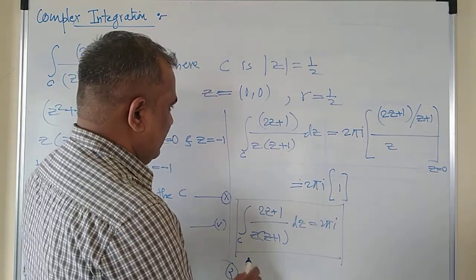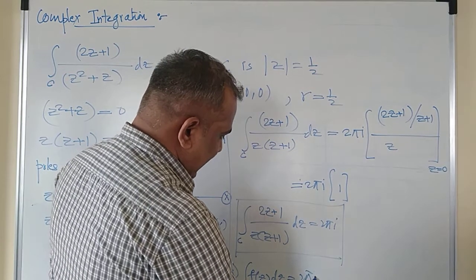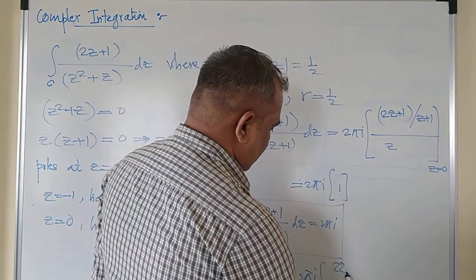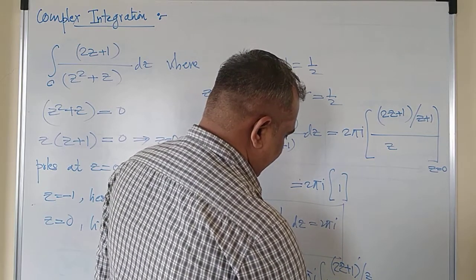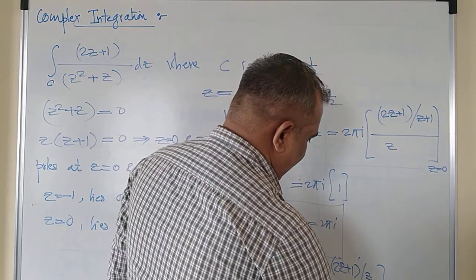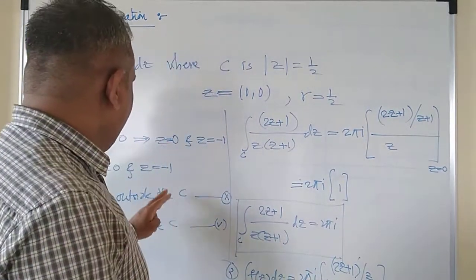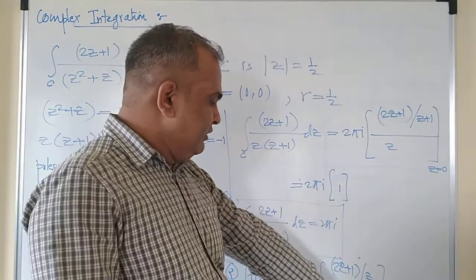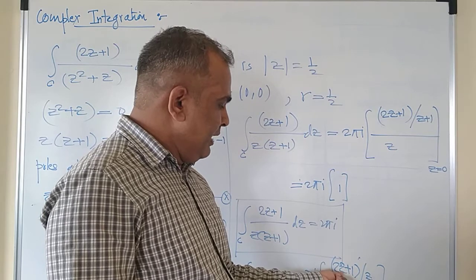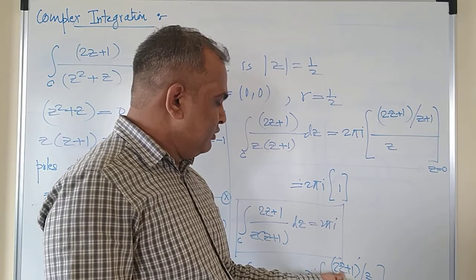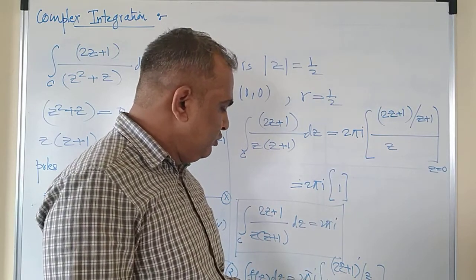suppose second, the given integral of f(z) dz, you will write it as 2 pi i into (2z plus 1) divided by z, divided by (z plus 1), right? And put the value z equals minus 1, because z plus 1 equals 0, so z equals minus 1. If you put z equals minus 1 in the numerator, what will you get? 2 into minus 1 is minus 2, plus 1, so minus 1, divided by minus 1, that is plus 1. Right? And in that case also you will get 2 pi i.